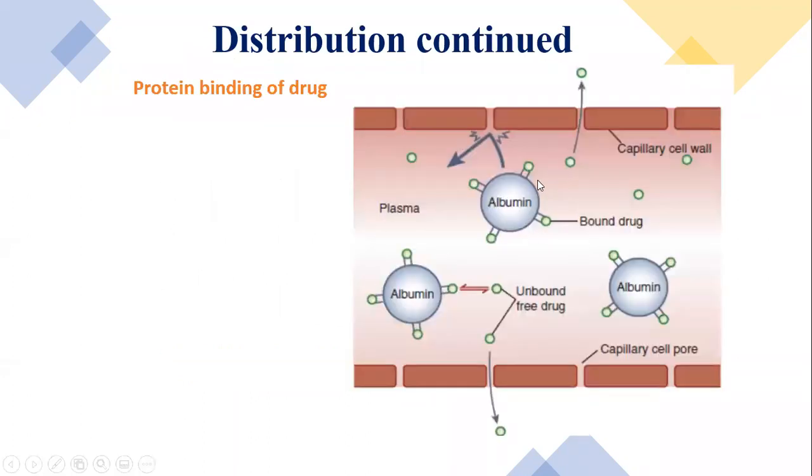Here the picture is showing this is albumin, meaning protein, and these are the drugs. So drugs bind with protein. Here, drugs bind albumin. It's called bound drugs. When the drugs are not binding, they are unbound drugs, which are very active and start pharmacological action.